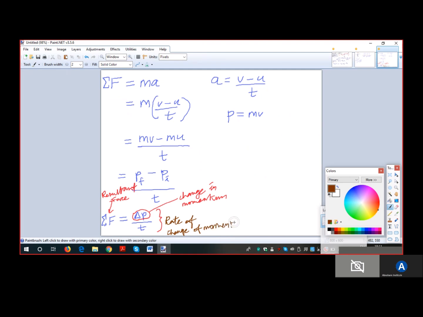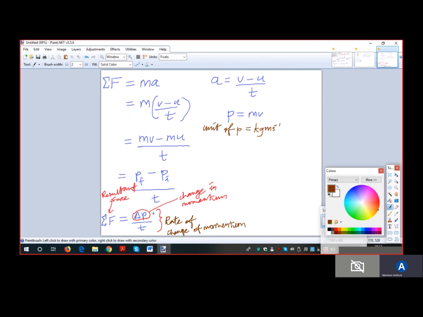Regarding the unit of momentum: it is the unit of mass, that is kilograms, times the unit of speed or velocity, which is meters per second. So this is the unit. Let me complete this first, then your questions can get answered.